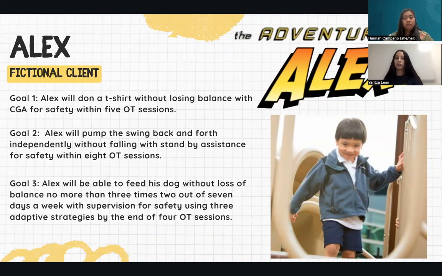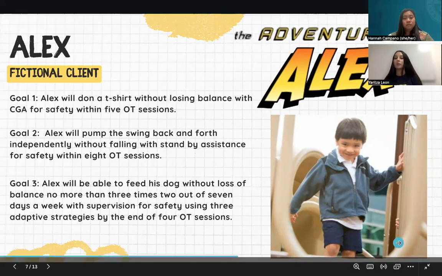with 8 OT sessions. And for care of pet, Alex will be able to feed his dog without loss of balance no more than 3 times, 2 out of 7 days a week, with supervision for safety, using 3 adaptive strategies by the end of 4 OT sessions.